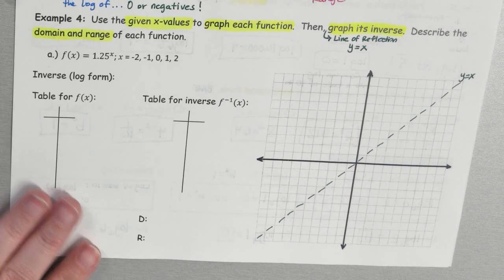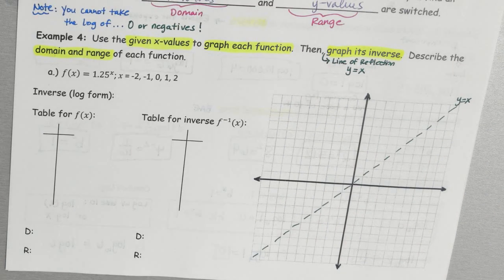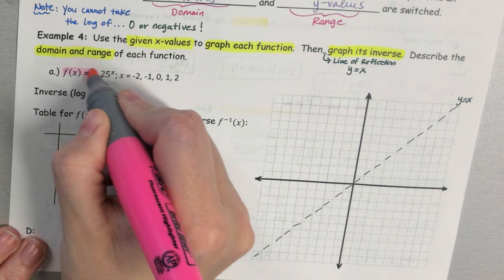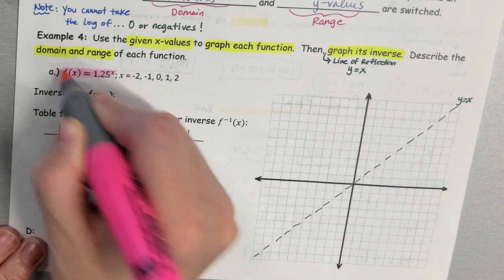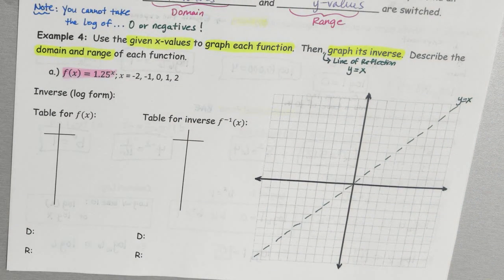Okay, and then we are going to be graphing that. Now, they give you your f of x. Okay, f of x equals 1.25 to the x power. Okay, that's your f of x. Your inverse is going to follow a special pattern.